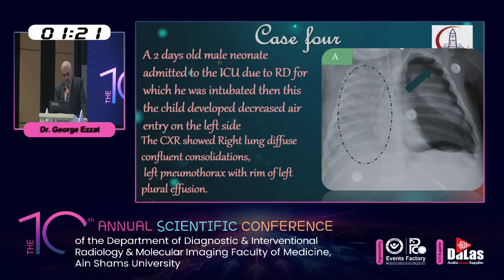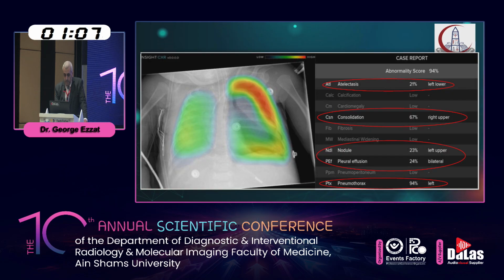In this case, there is a 2-year-old male admitted to ICU due to respiratory distress, for which he was intubated, and the child developed decreased air entry. We can see that there is a right lung diffuse confluent consolidation, left pneumothorax, and a rim of left pleural effusion.